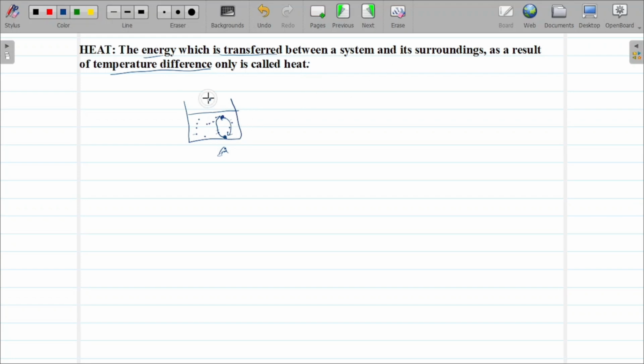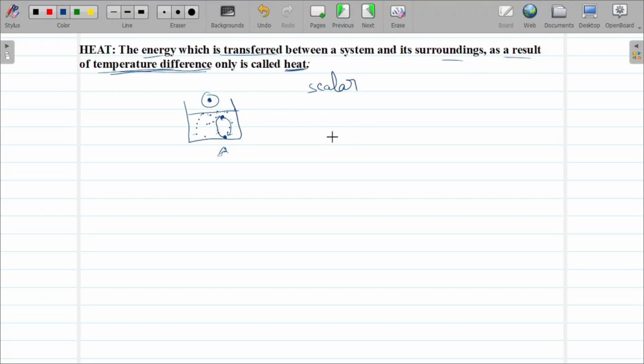For example, if you keep your hand above the water, what will happen? You will feel hotness. With the surroundings it exchanges its energy as a result of temperature difference. The temperature here is different. So the energy which is transferred between a system and its surroundings as a result of temperature difference only is called heat. Is heat a scalar or a vector? It is a scalar quantity.